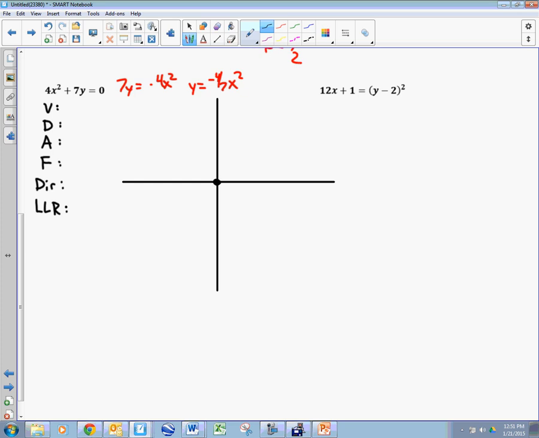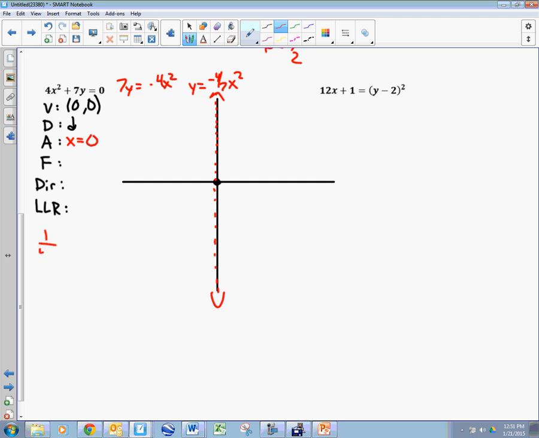0. Which direction does it open? Are you sure? Yep. It's a y equals x squared, so therefore it's vertical, and since it's negative, it opens down. The axis of symmetry, will that be vertical or horizontal? It will be vertical. So therefore it is x equals 0. In order to find the next three, I have to solve for p.